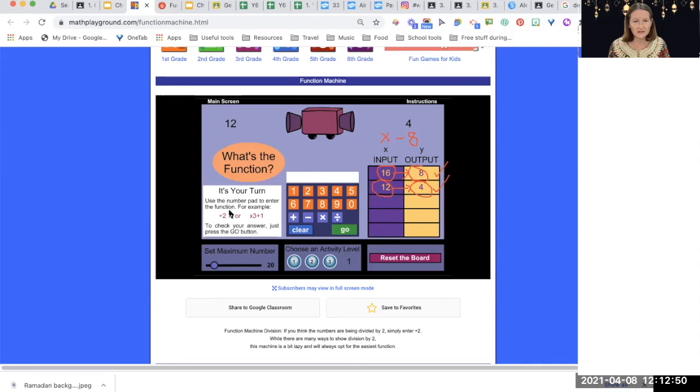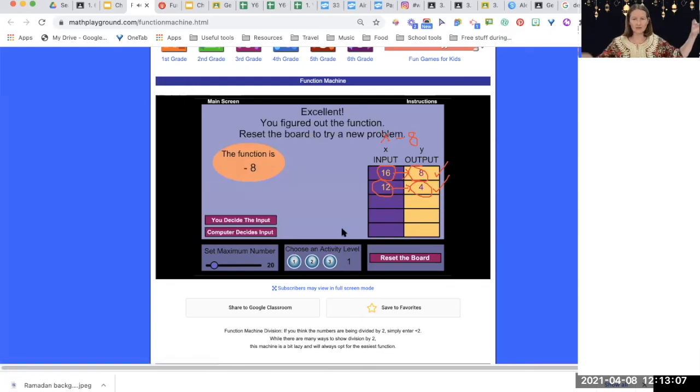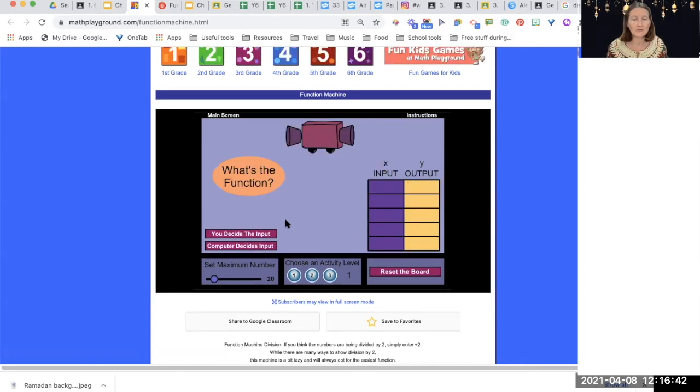Use the number pad to enter the function so we can have a guess now. So what do we think the function is, the rule? The answer is 12. Minus 8. I think it's minus 8. Okay. Yay, we did it. And if we got it wrong, we could keep trying to put some more in. Everyone's getting the hang of how to work it?